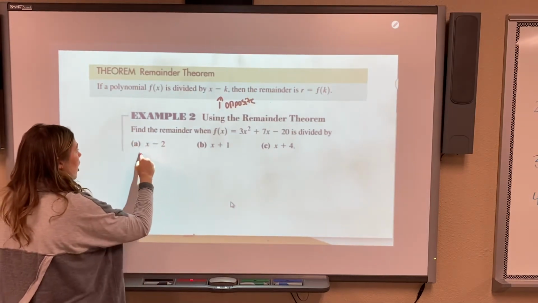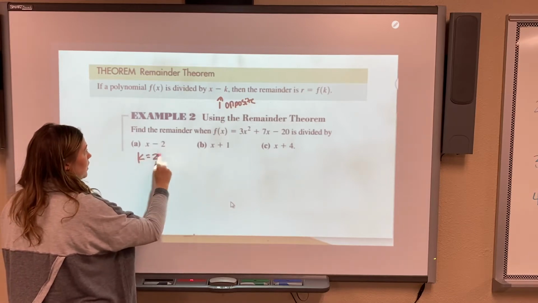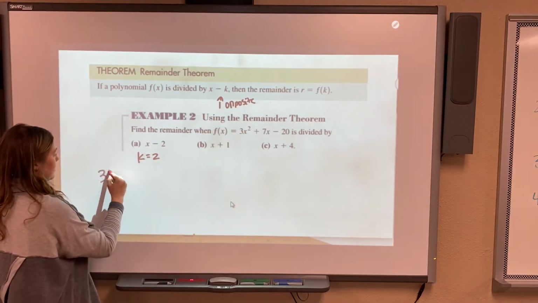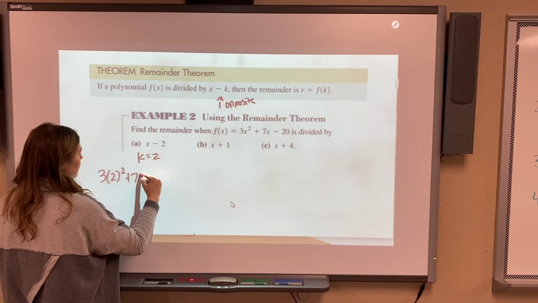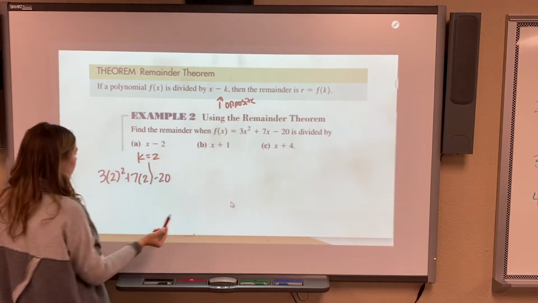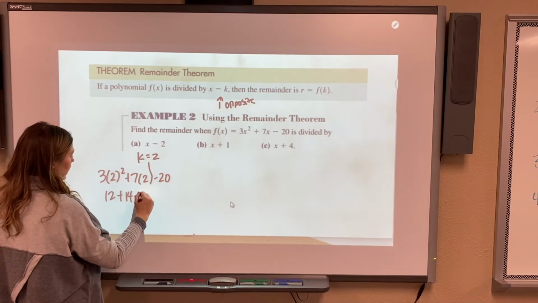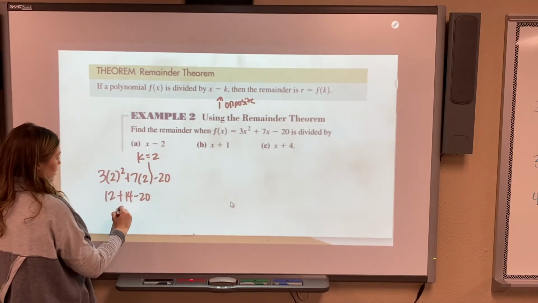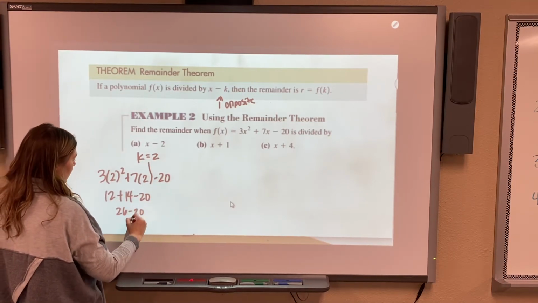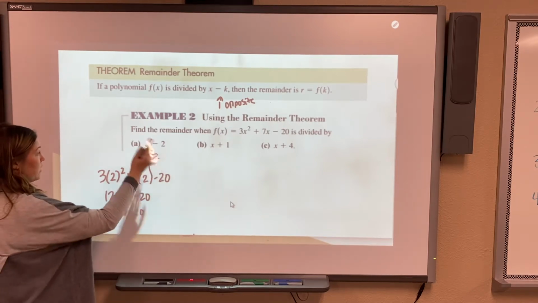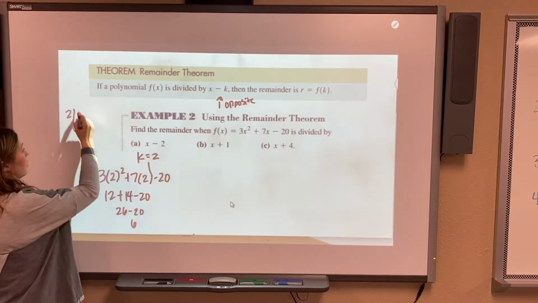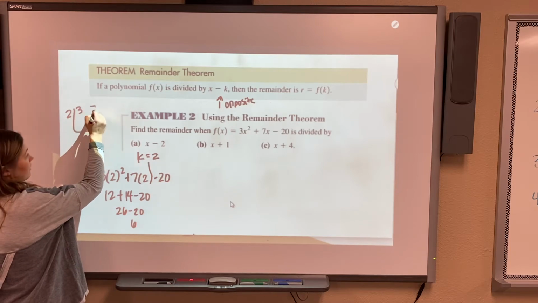So here, our k would be a positive 2. So we're going to plug in a positive 2. So we have 3 times 2 squared plus 7 times 2 minus 20. Okay, that would be 4. 4 times 3 is 12 plus 14 minus 20. That would be 26 minus 20. We get 6.